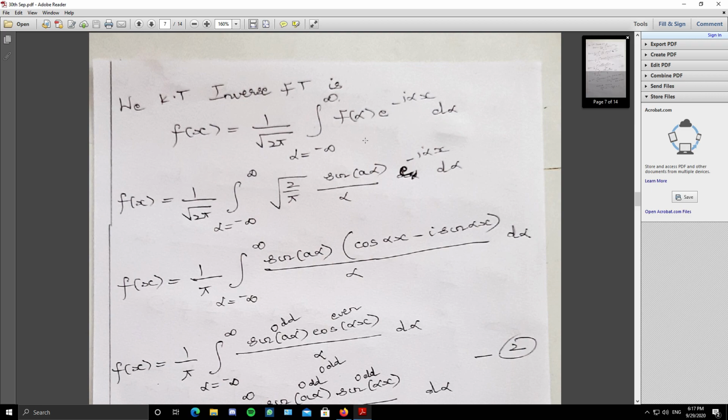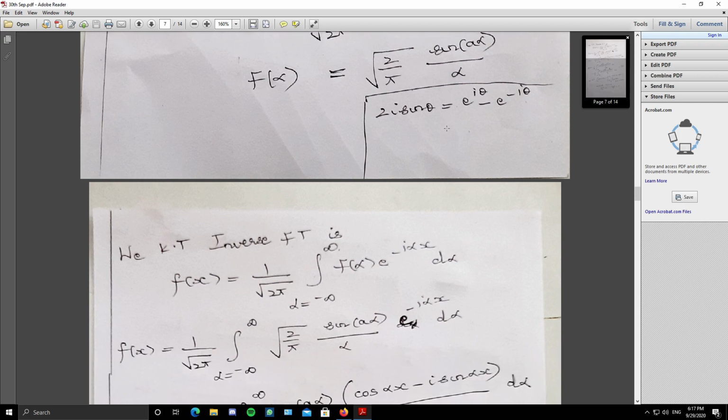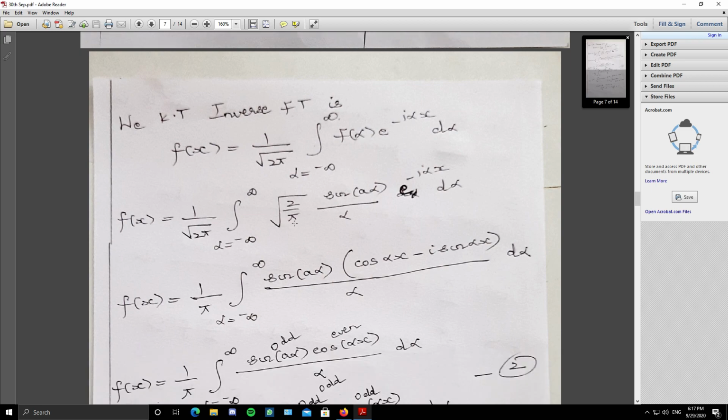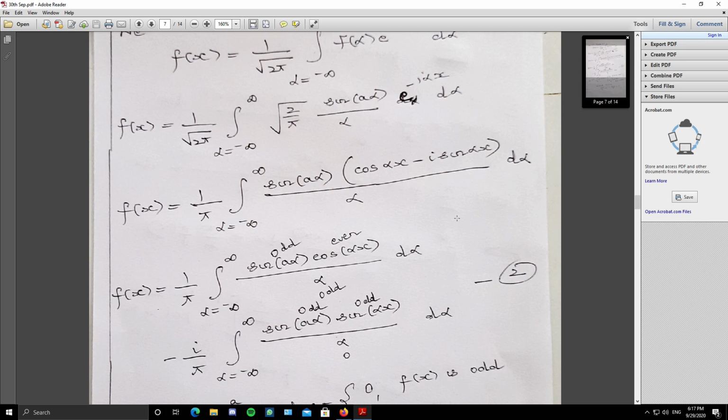What is f of alpha? Root of 2 by pi, sin a alpha by alpha. What is f of alpha? It is the Fourier transform of the given function. We have got it as root of 2 by pi, sin a alpha by alpha, e power minus I alpha x. What is e power minus I theta? Cos theta minus I sin theta. So in place of theta you have alpha x. So cos alpha x minus I sin alpha x.